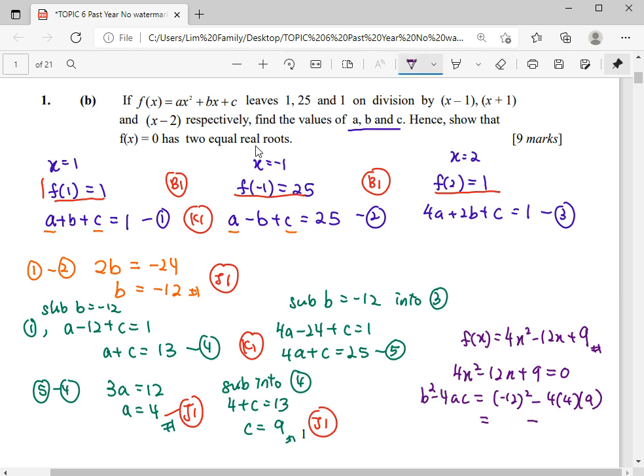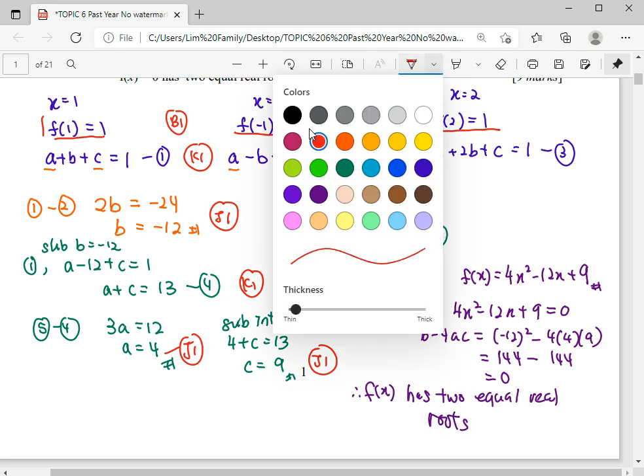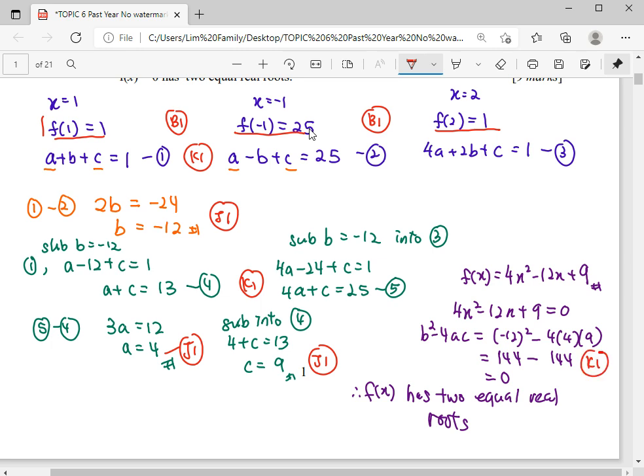So we have to show it, means we have to have clear working. So when b squared minus 4ac equals 0, this quadratic function has 2 equal real roots. So this is our concept of solving the roots and getting 0 to reach the conclusion.